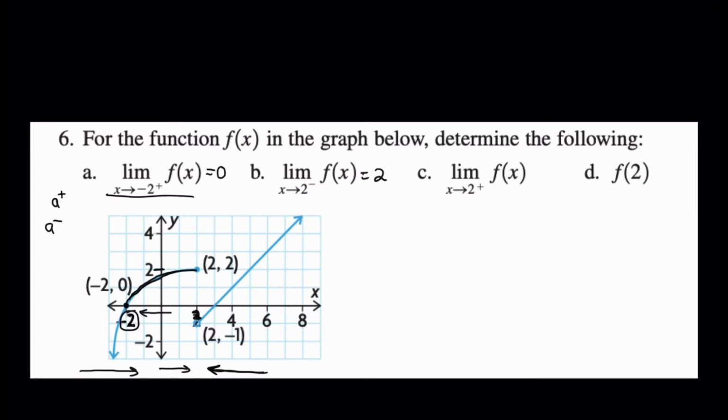C. C also is the limit to 2, but I'm approaching from the positive side. Approaching from this side, I have to use this line here. I come along this line and stop here. The y value I get is minus 1.